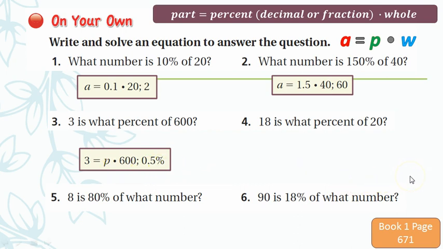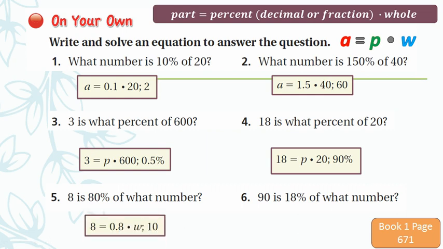Question 4. 18 is what percent of 220? The correct equation will be 18 equals P times 20. Divide both sides by 20, you should get the result of 0.9. Move the decimal 2 spaces to the right, and you get 90%. Question 5. 8 is 80% of what number? You should have the equation 8 equals 0.8 times W. Divide both sides by 0.8 and you get 10.